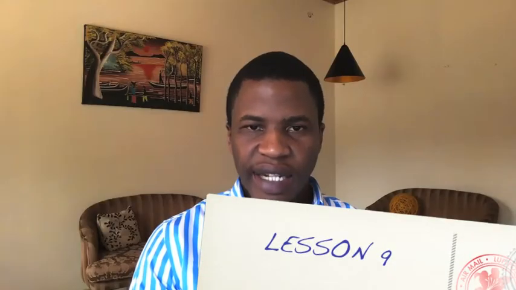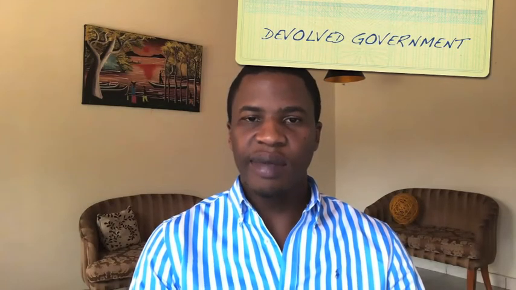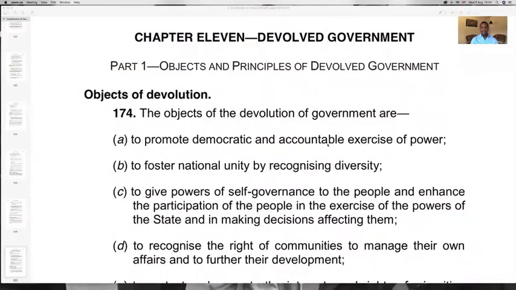This is lesson 9, wherein we're going to tackle chapter 11 of Kenya's Constitution 2010 on the devolved system of government. Let's jump right into it. Chapter 11, the devolved government.